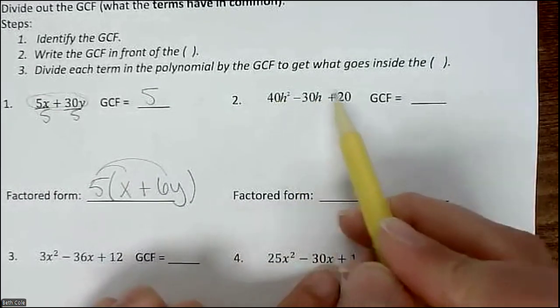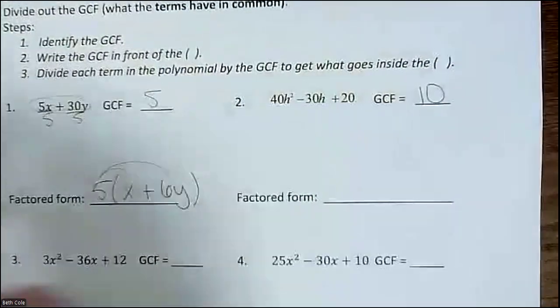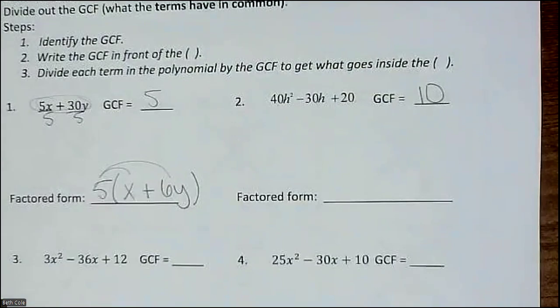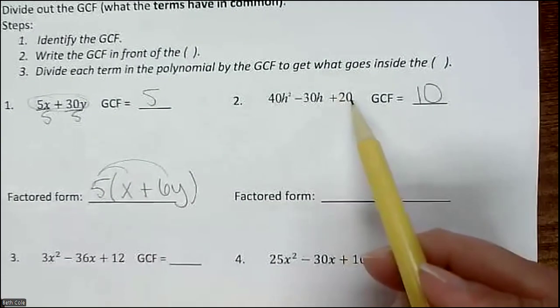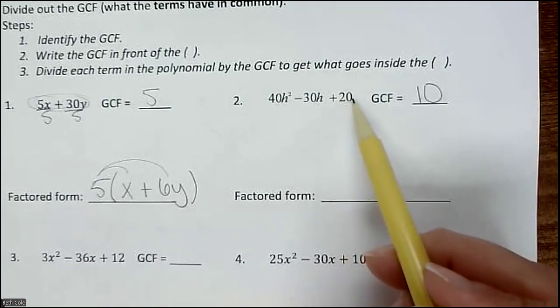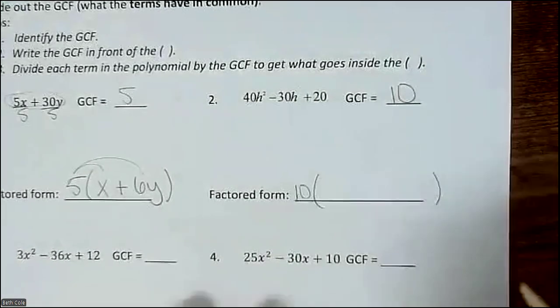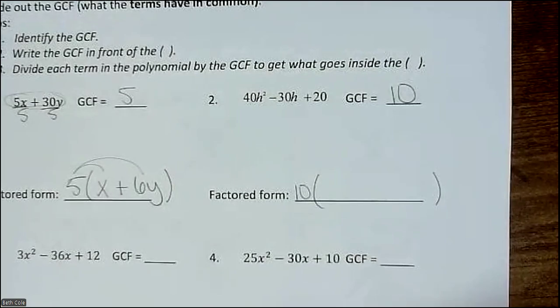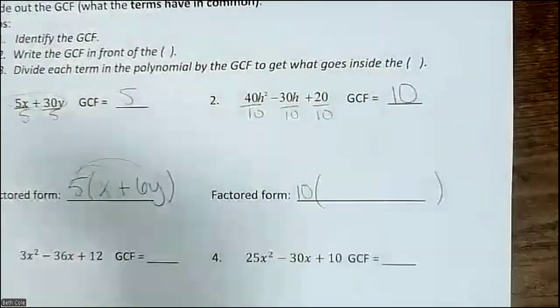You have 40, you have 30, and you have 20. What can you divide out of all of them? 10. Good job. Now I see some h's in there. Can I take h out? Do they all have an h? No. Do you see how this one doesn't have it? You can't take it if it's not there. So just 10. So you're going to put 10, put a parenthesis, leave a blank, and you're going to divide them all by 10.